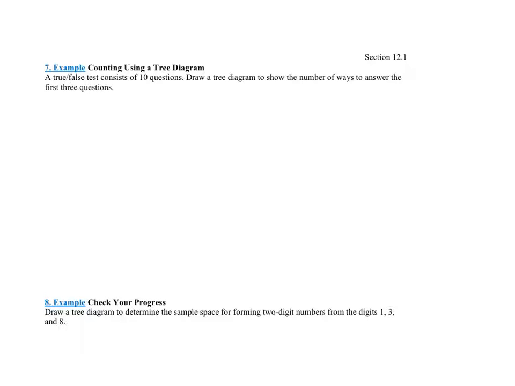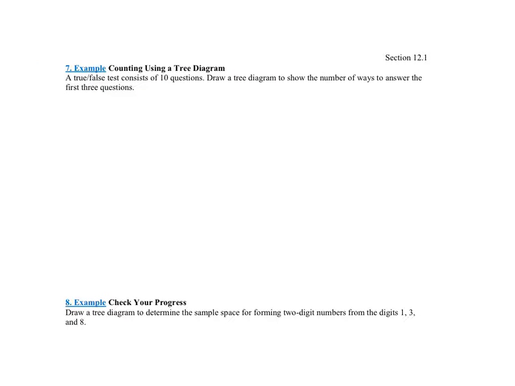So let's look at this next example. It says a true-false test consists of 10 questions. Draw a tree diagram to show the number of ways to answer the first 3 questions. So what are we doing? What's the experiment? We're answering 3 questions of a true and false test.